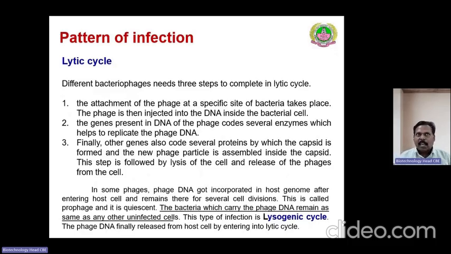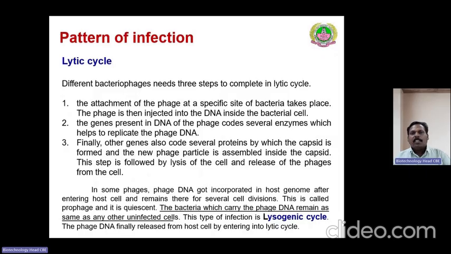First, they attach at the site on the host surface of the bacteria, the viruses get attached, and the viral DNA is then slowly injected into the bacterial host cells. The genes present in the DNA of the phage will encode proteins or enzymes that are capable of replicating the phage viral DNA inside the host bacterial cells. And finally, the other genes also encode proteins needed for the formation of the capsid, the protective layer of the virus, and the newly synthesized phage DNA will get assembled inside the capsids.